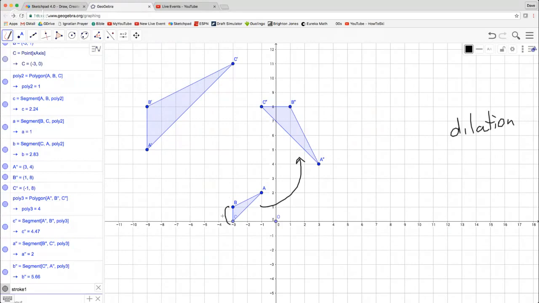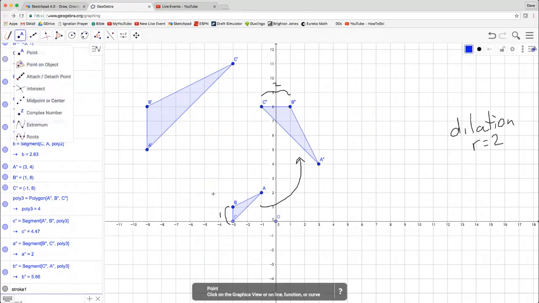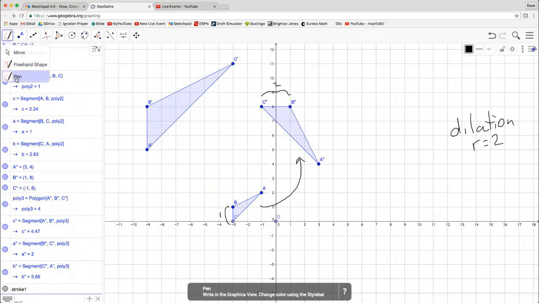So again, if this side is 1 and this side up here is 2, our dilation constant is what? How much did we have to blow this side up by? Well, it's R equals 2. So to get our new points, we're going to take each coordinate and multiply by 2. Let's just write it down and do our math right now.